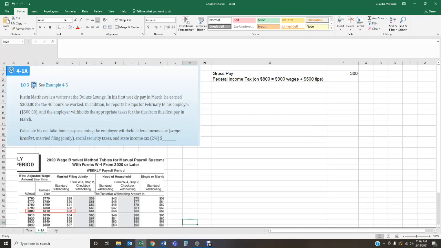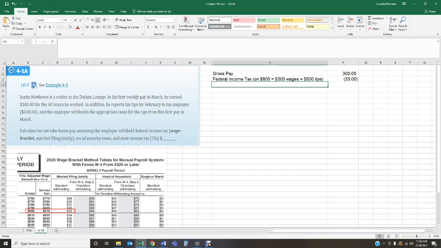Okay, so that gives me $33, and this is a deduction, so I'm going to put it in parentheses because I am going to deduct this from the employee's paycheck. Okay. And let me format this with 2 decimals.